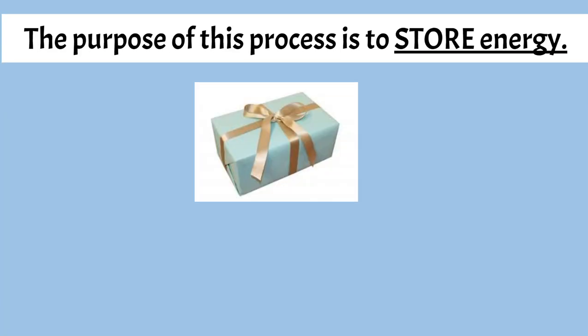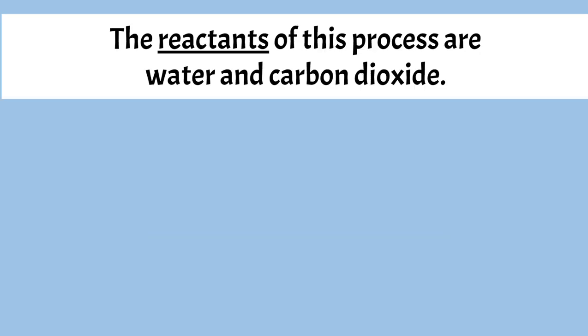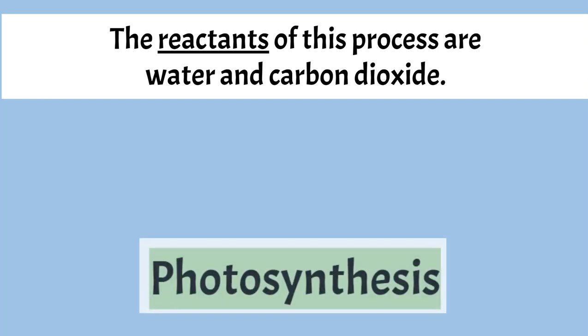And the purpose of this process is to store up energy, not release energy. Photosynthesis is what we do so that we can store energy. The reactants, so the raw ingredients of this process, are water and carbon dioxide. Well, that's what we give to the plant when we ask the plant to produce oxygen and glucose. The reactants are water and carbon dioxide for photosynthesis.